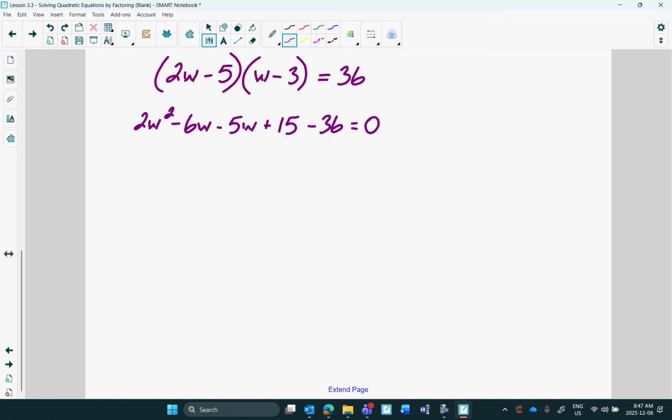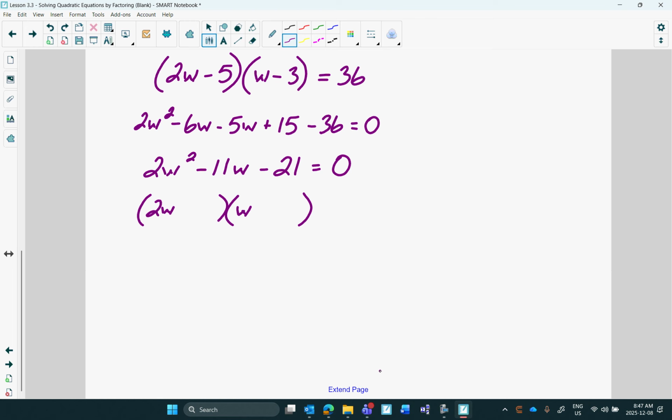Now I just simplify it. I can collect the W's to get 11W. I can collect the numbers to get minus 21. Now I'm ready to factor. Well, I know I'm going to have 2W and W. That's for sure.